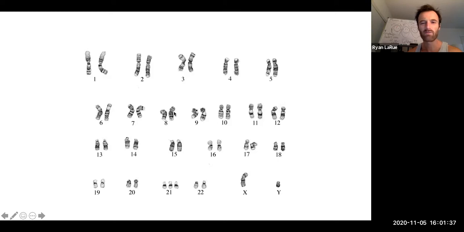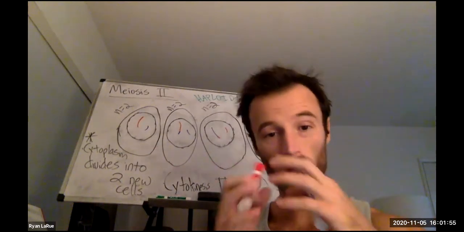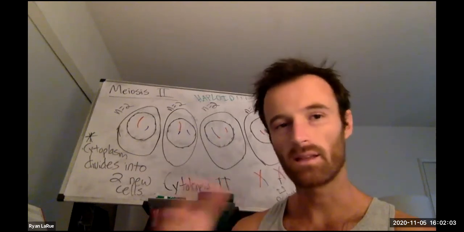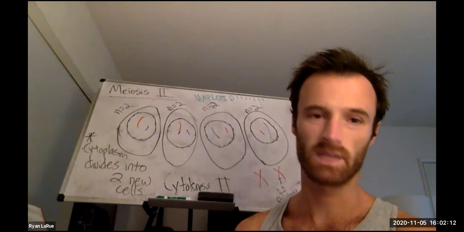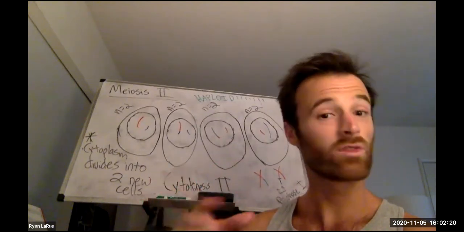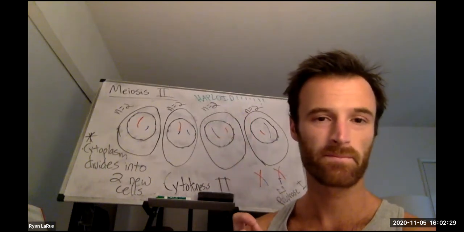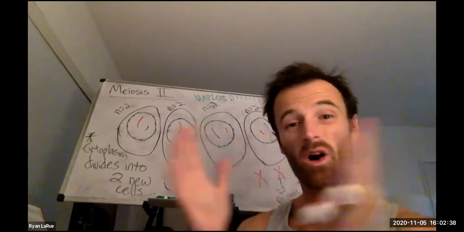Does each haploid cell after meiosis one have 46? No, it's a great question. You start with 46 chromosomes at the very beginning of meiosis. When you enter meiosis one, you have one cell with 46 chromosomes. At the end of meiosis one, so after telophase one and cytokinesis one, you have two cells that have 23 chromosomes each. So you go from diploid to haploid by the end of meiosis one. You start meiosis two, each new cell has 23 chromosomes, less than what they started with.